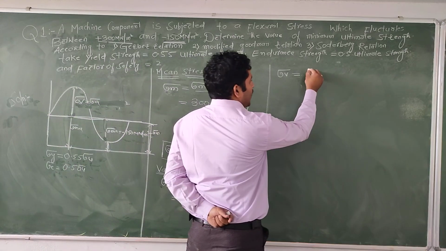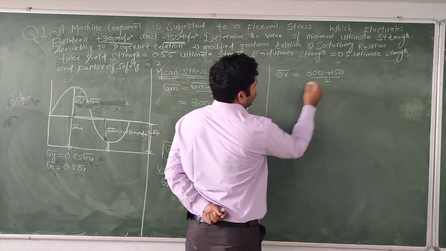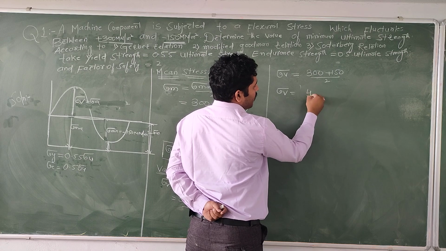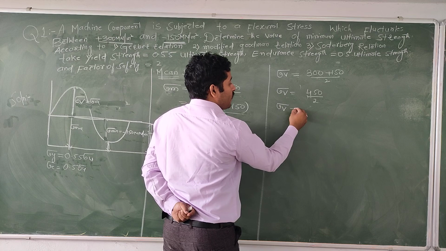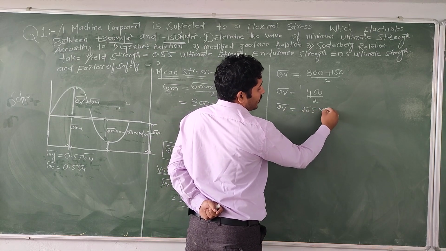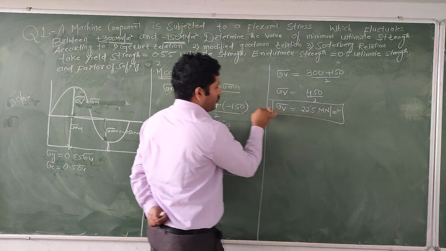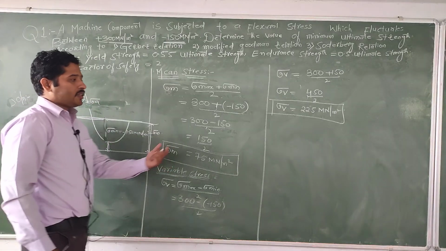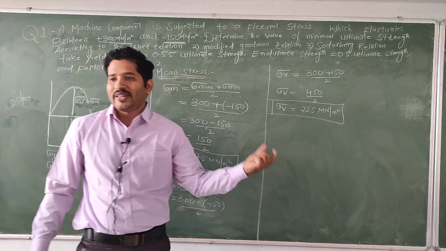300 plus 150 by 2. Sigma v equals 300 plus 150, which is nothing but 450, by 2. Sigma v equals 225. The unit is the same, mega Newton per meter square. We got the value of mean stress as well as the value of variable stress, sometimes called amplitude stress.